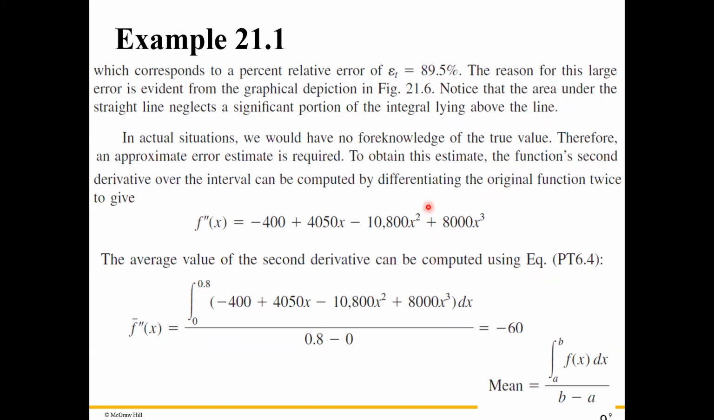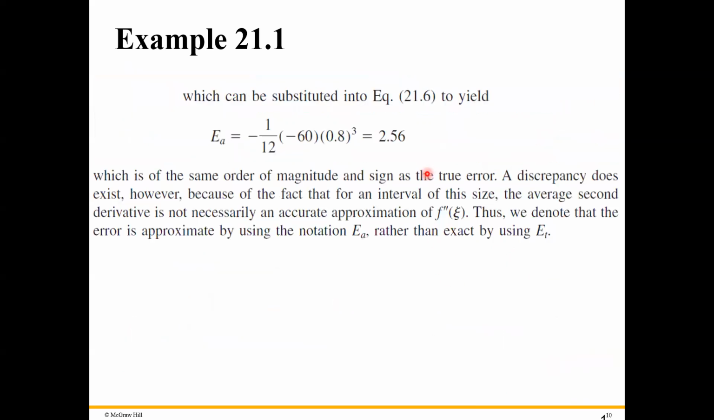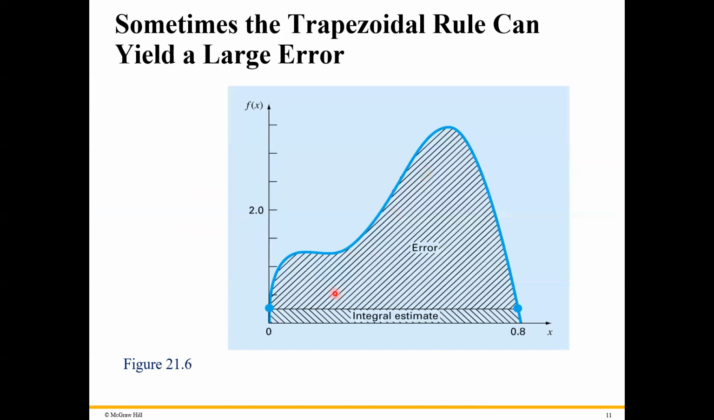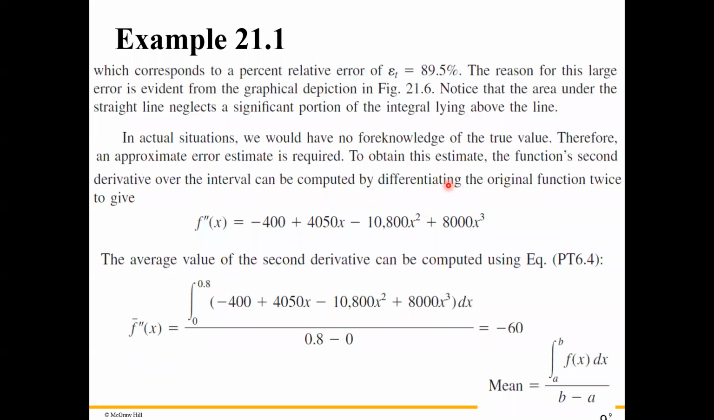The reason for this large error is evident from this graph. For example, this is the original function, and this is the approximated function. This approximated function is much smaller than the original function, so there is a great amount of error over here. This is just for illustration purposes, but later on we can improve this situation as well. That we will see in some of the next examples.